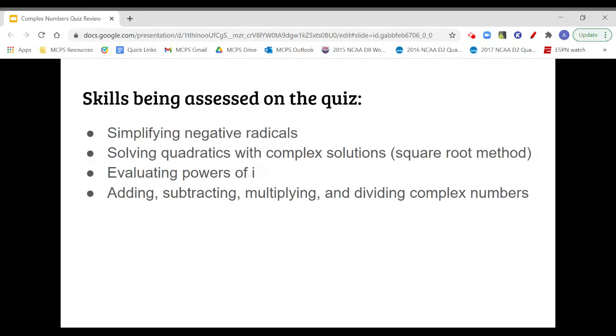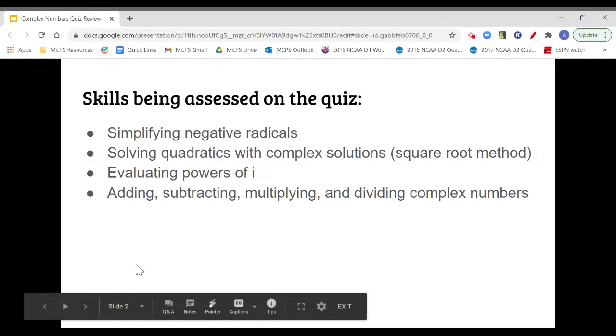Then we went over solving quadratics with complex solutions. So using the square root method, and again, your answers having i in it. And then more recently, we talked about evaluating the powers of i, which will be on the quiz, as well as operations of complex numbers, operations being addition, subtraction, multiplication, and division. So we are going to go through all four of those different things just in order throughout the process of this video.